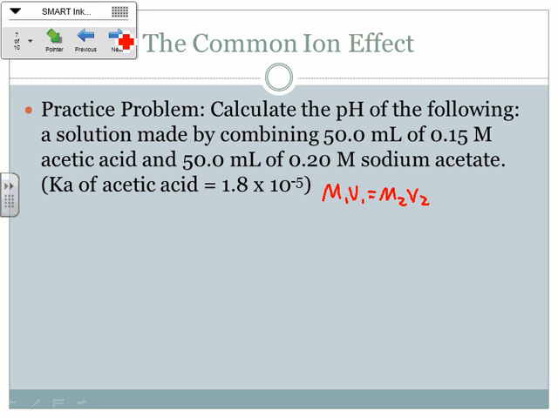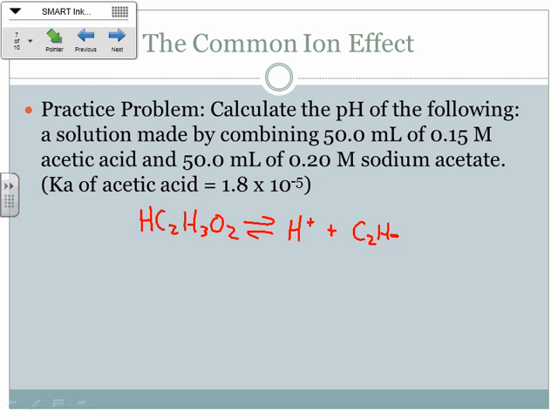Or you could just notice something fairly convenient here. We're doubling the volume. That's going to cut each of the concentrations in half. Okay, so our new concentration for the acetic acid, actually, let me just go ahead and write the equilibrium here. So HC2H3O2, H plus, C2H3O2 minus.